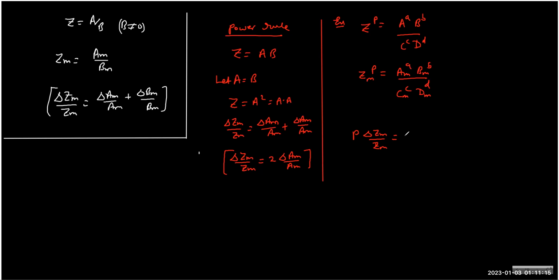And on the RHS, what we can write? a power delta a m by a m plus b power delta b m by b m. Now, no matter whether it is in the denominator or the numerator, it is always addition because we are doing the error calculation, not the change. So we are not differentiating actually. So does it make sense to you guys? Tell me. Yes, sir.